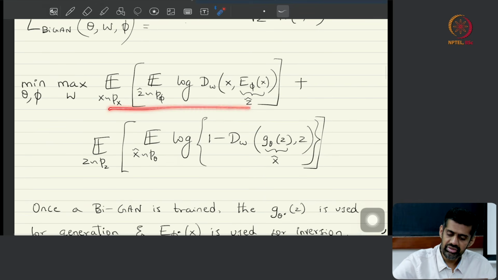So now what happens? This is the objective. Now, we have the same optimization problem, but the minimization now is over both theta and phi, where phi is the encoder network, which takes x and gives you z cap, and the classification now is between the tuples. So the discriminator will take (x, E_phi(x)) and (G_theta(z), z). So instead of previously, where this was x and this was x cap, now this is x comma z cap, this is x cap comma z, that is it.